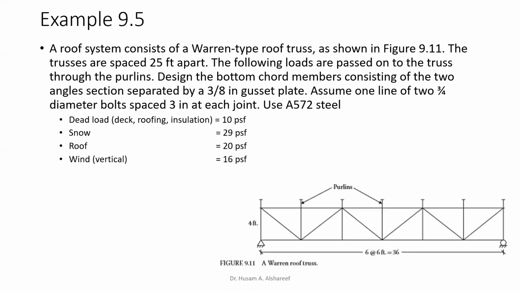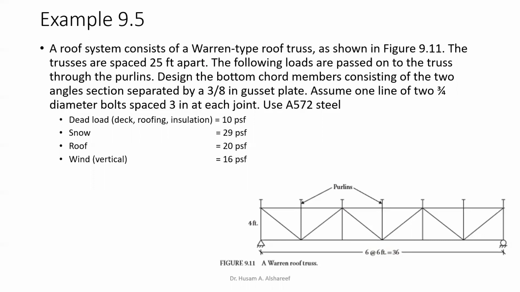Loads are passed on to the truss through the purlins that you can see on the top. Design the bottom chord members consisting of two angle sections separated by 3/8 of an inch gusset plates. Assume one line of two 3/4 inch diameter bolts spaced 3 inches at each joint. Use A572 steel.